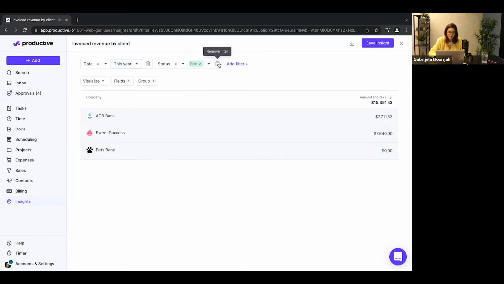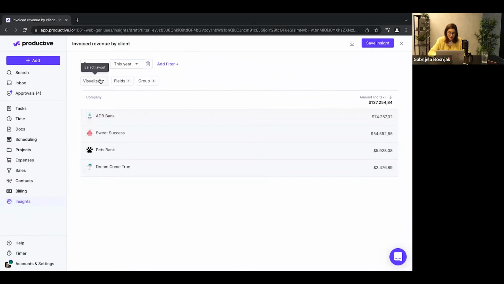Okay, but I will delete those statuses. I will look at all of the invoiced revenue this year. So here, this report is sorted by revenue. This is the company with the highest revenue. So this is our client which is bringing the most revenue, and this is the client bringing in the least revenue, okay?